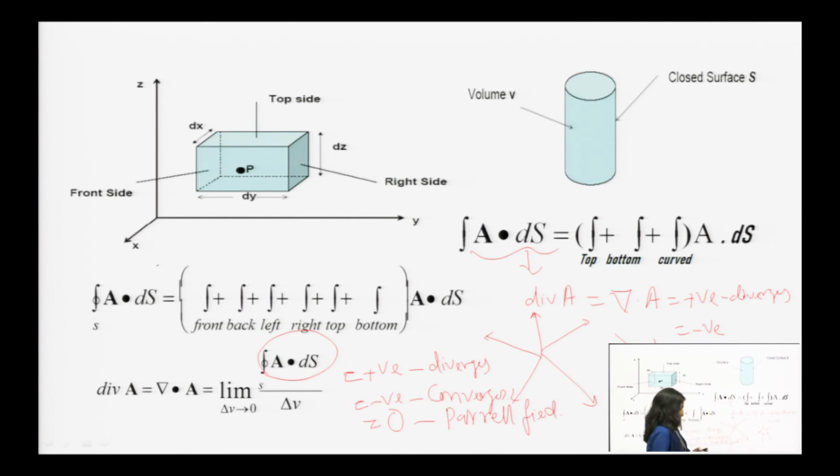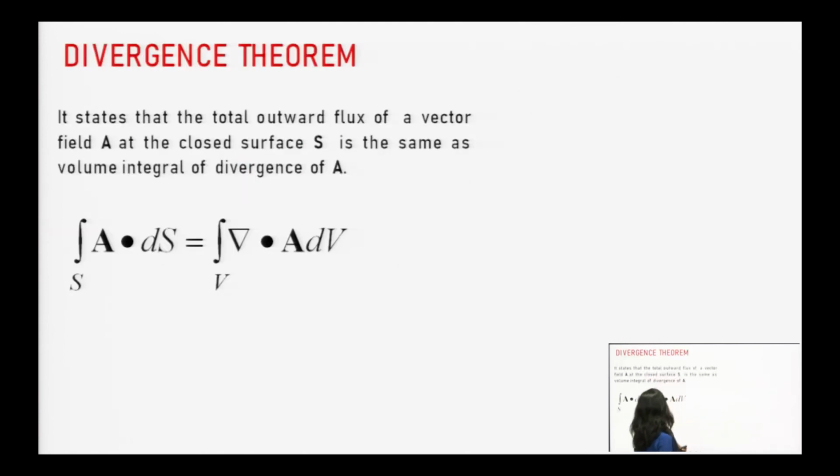So this is all about the divergence. As the name shows, divergence tells how much a field diverges or converges. Similarly, based on this we can see a theorem which is known as the divergence theorem. The divergence theorem is basically used to convert a surface integral into a volume integral.